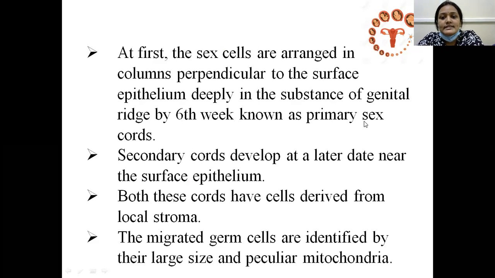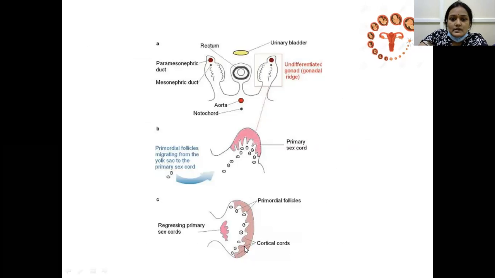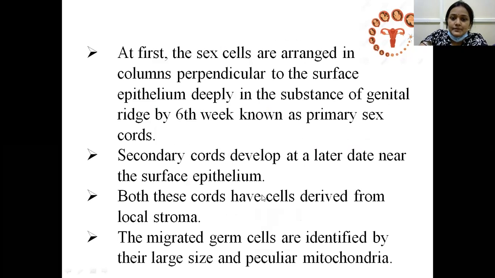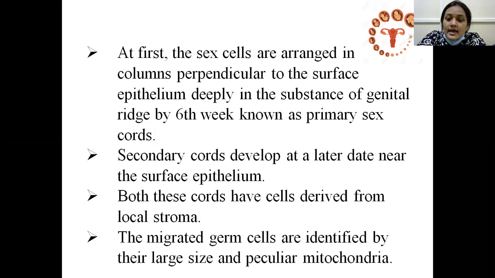And the secondary cords develop at a later date near the epithelium, like you've seen here. These are the secondary sex cords. They develop at a later date than the primary cords. Both these cords are derived from the local stroma, as I have already told you. The migrated germ cells are identified. So how do you differentiate between the sex cord stromal cells and the germ cells? The sex cord stromal cells are differentiated from the migrating germinal cells by microscopic features. The migrated germ cells are larger in size, and on electron microscopy they have peculiar mitochondria.